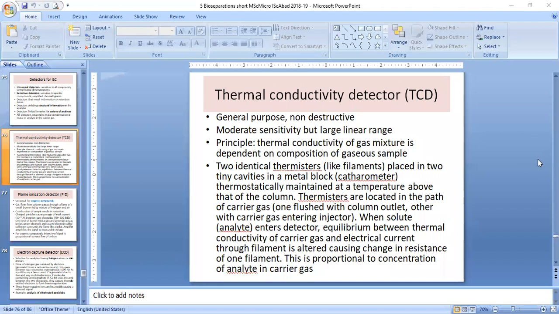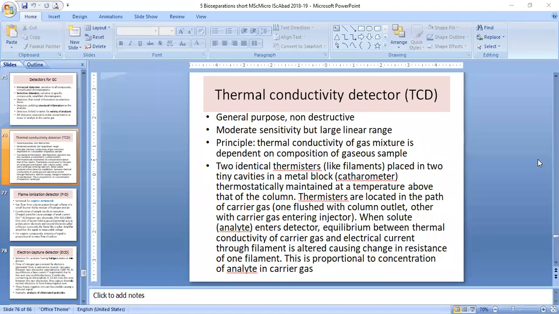Okay, so a higher peak will indicate a high concentration of that analyte, and a lower peak will indicate a lower concentration of that analyte, and the position of the peak on the chromatogram will tell you about the retention volume or the retention time.